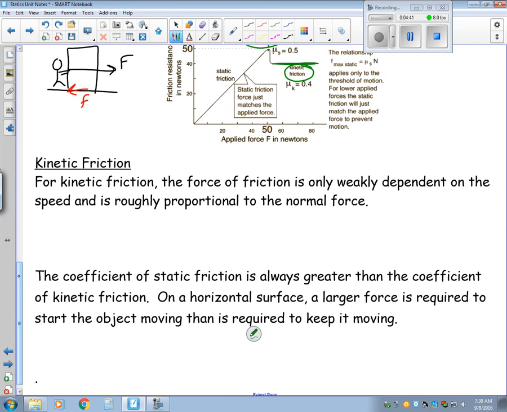So for kinetic friction, this time it's weakly dependent on speed, but it's still roughly proportional to the normal force. So once again, we see this relationship here. And that's really, really nice. You only have to know one formula for both static and kinetic friction. But what you have to remember is that the coefficient for static friction is always greater than the coefficient for kinetic friction. So on a horizontal surface, a larger force is required to start an object than it is required to keep it moving.